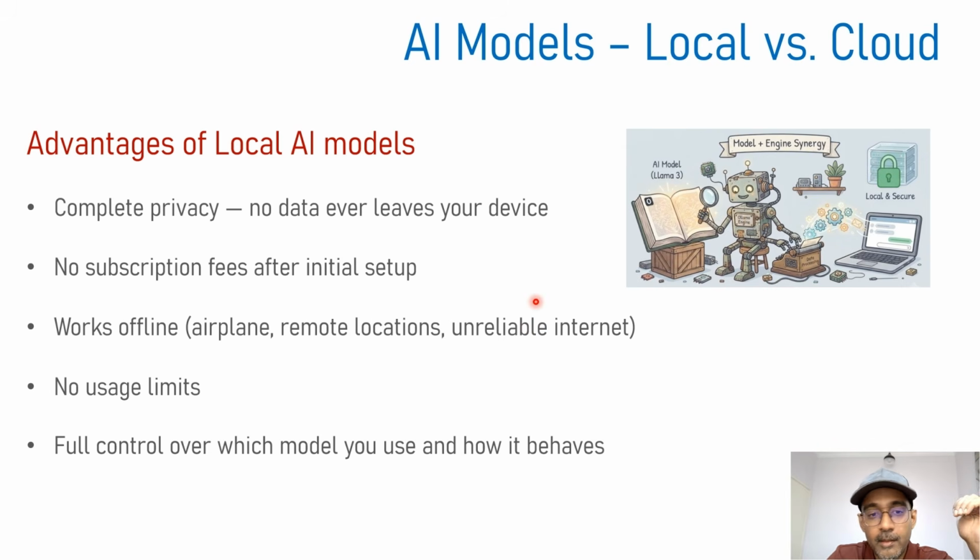And that being said, moving on, we look at some of the advantages of local AI models. The first thing, or the biggest selling point for local AI models, is complete privacy. Local AI models work without internet. You download the model, you switch off your internet, you can still use the AI model. It does whatever it needs to do.